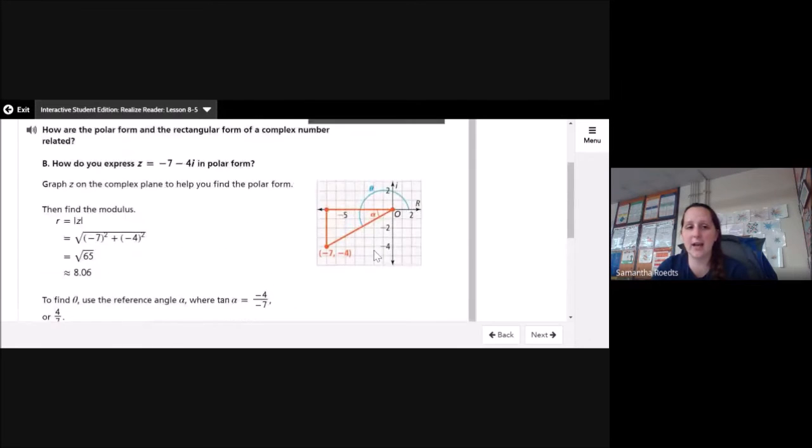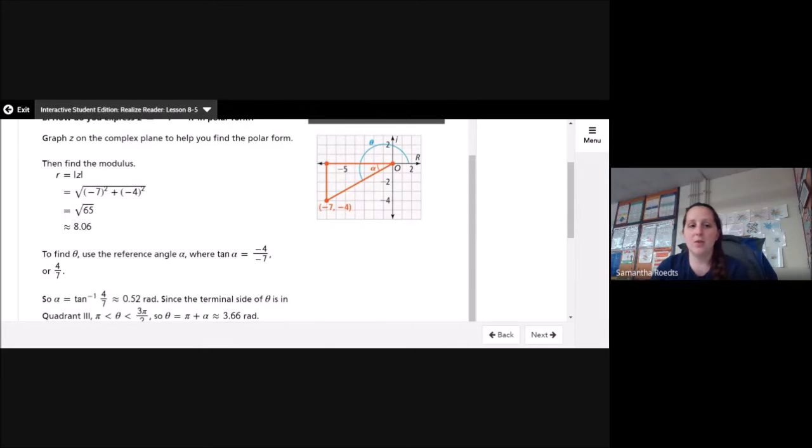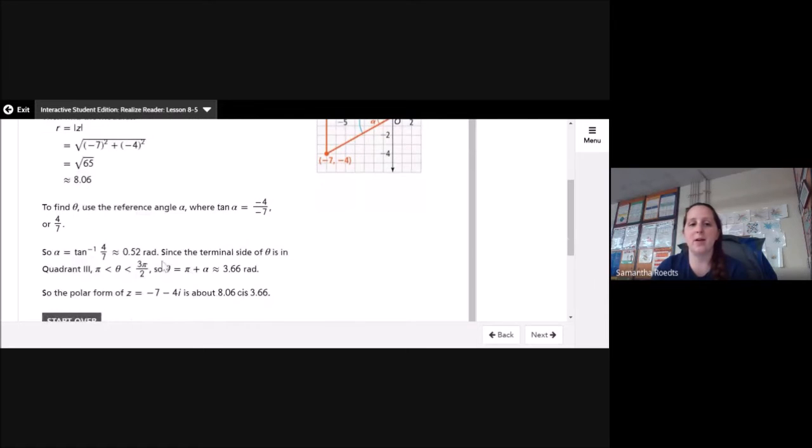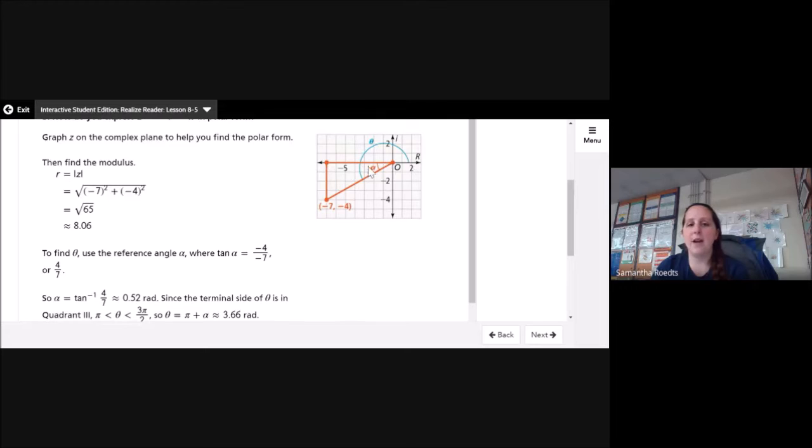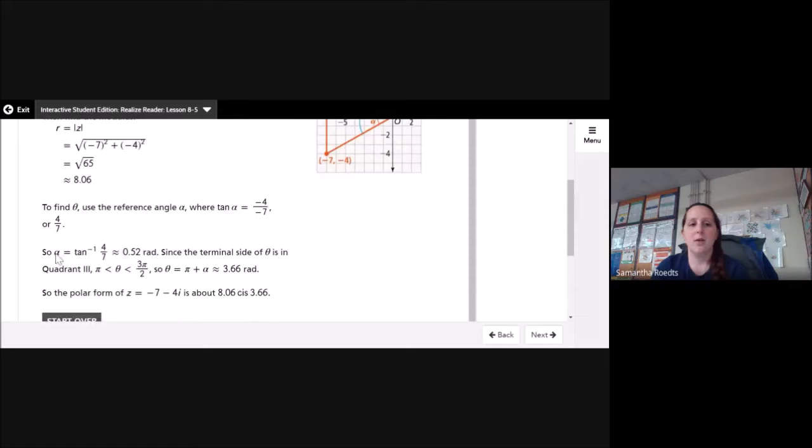So to go over that again, you take these two numbers, you square them, and then find the square root. Then make sure you graph it. It'll be a lot easier if you graph it, so that way you found this length right here.